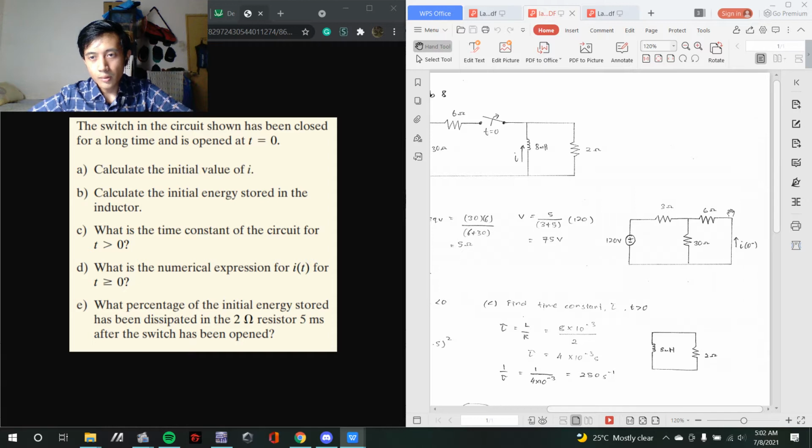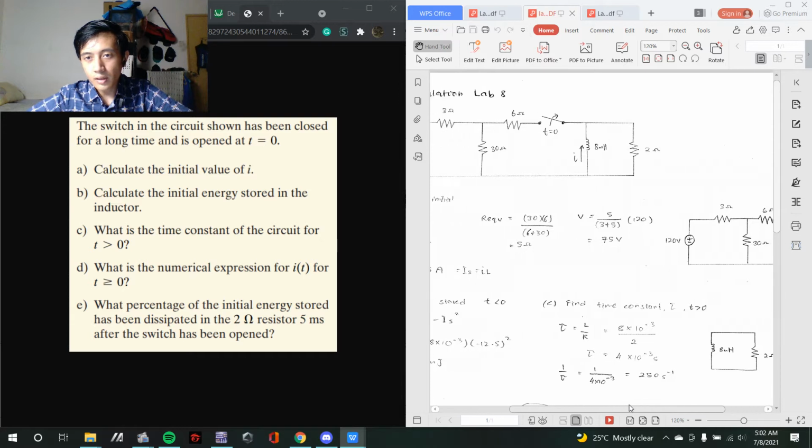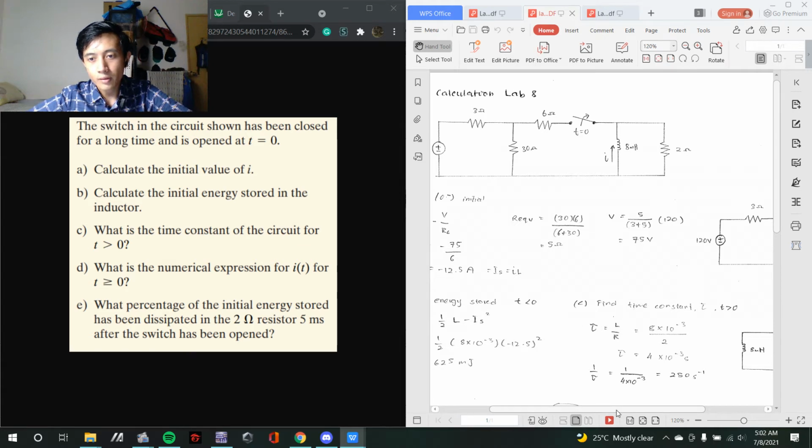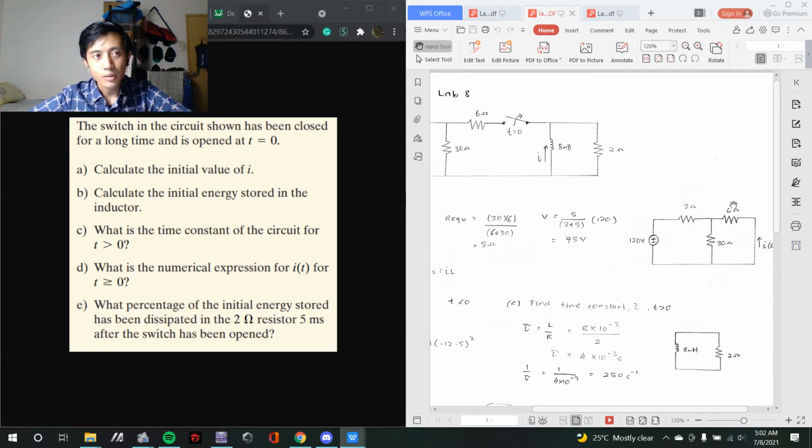During the steady state, as we all know, the inductor will act as a short circuit. So this will be the circuit to find the initial current. To find it, we need to use Ohm's law, and we need to find the equivalent resistance of the circuit, in which the resistor will be connected in parallel to either this one or this one, and then we find the equivalent resistance as 5 ohms. And then we also need to find the voltage for this circuit, in which using the voltage division we get the voltage as 75 volts.